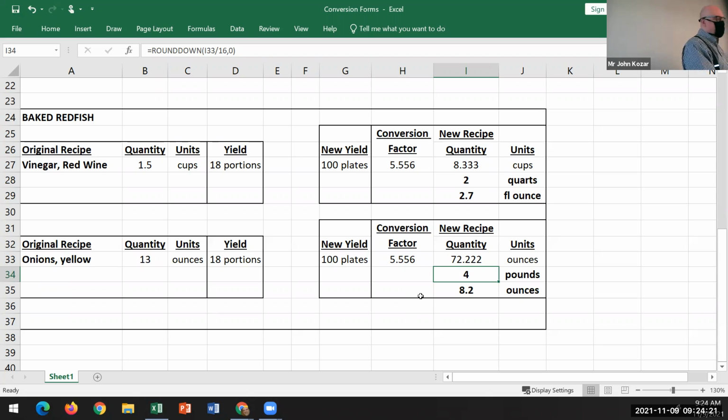So typically with recipes, you want to be consistent with them. If this is 13 ounces of onions that have already been peeled and cleaned, then that's what you want to start with. And if that's what you start with, then that's what you end up with here: 4 pounds, 8 ounces of onions that have already been peeled and cleaned. So you weigh them after they're peeled and cleaned instead of before. Does that make sense?